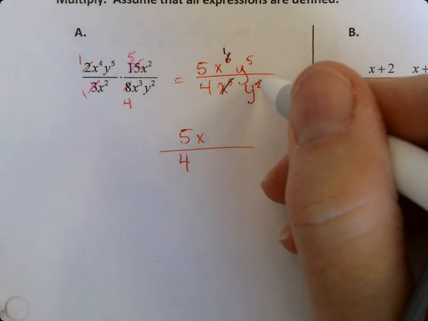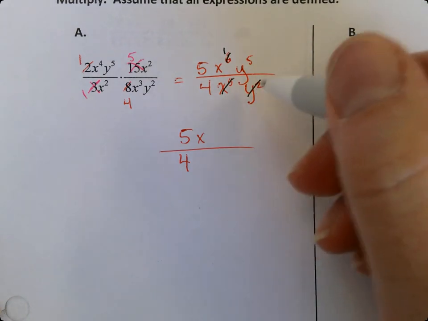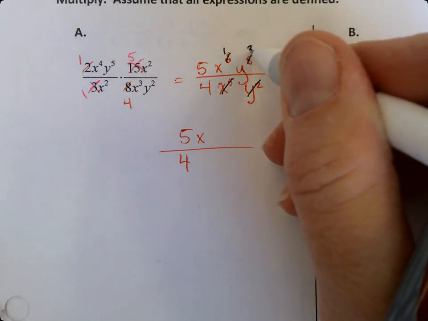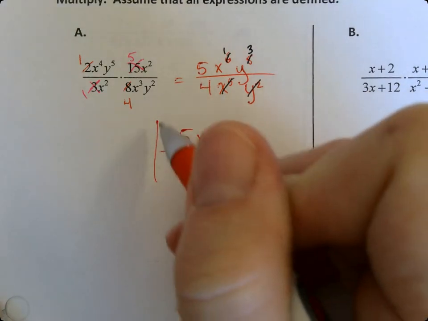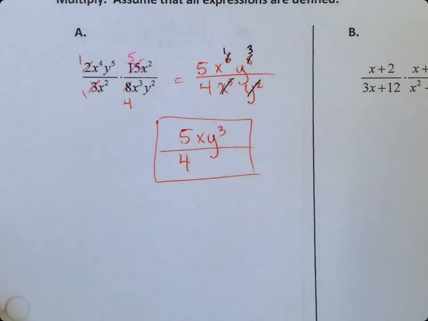Who has more y's, top or bottom? Bottom. So knock out, top has more, knock out 2 in the bottom. What's left in the top? 3. Y to the 3rd. So we build our fraction to keep the pieces where they belong.